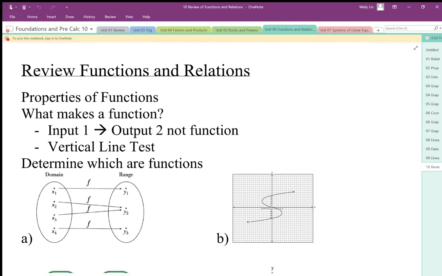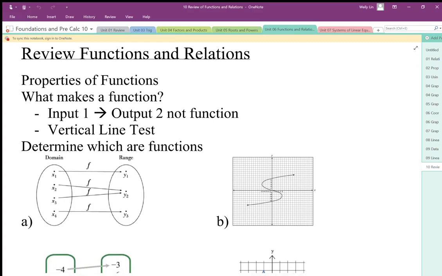Reviewing functions and relations. So, some of the properties of functions. We want to be able to differentiate when we have a relationship, whether the relationship is a function or not a function. And there are a few tests that we can do for this. So what makes a function?